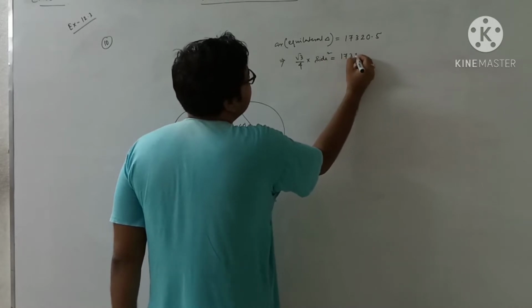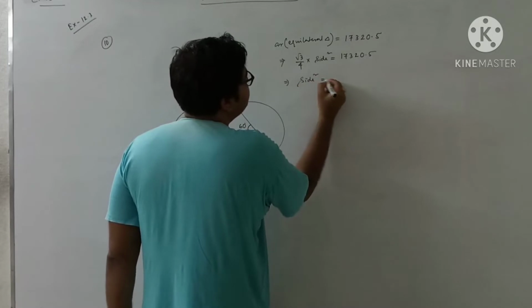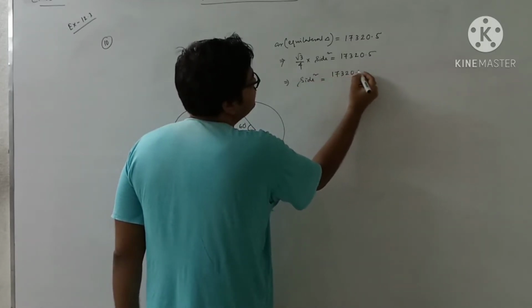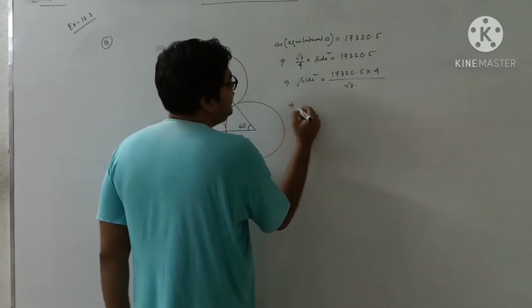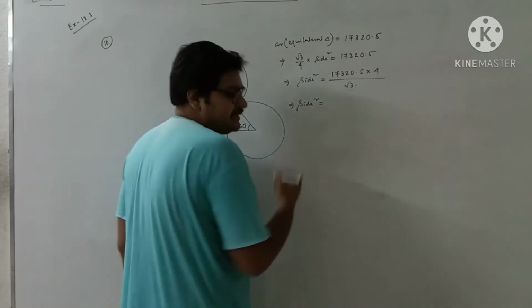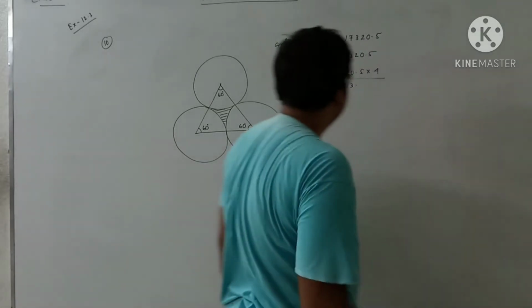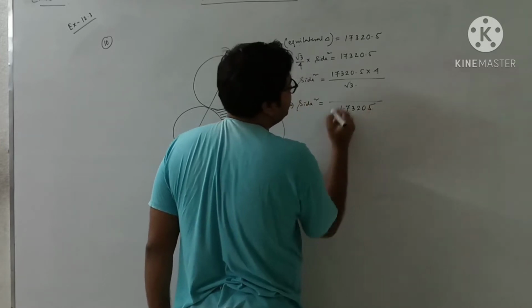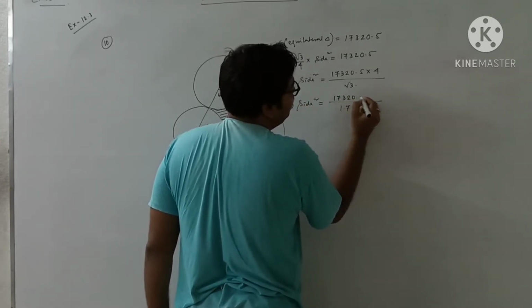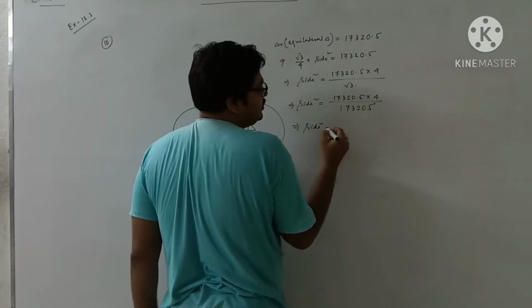That is 17320.5. So side square equals to 4 into 17320.5 by root 3. Now let's see whether an approximate value of root 3 has been given or not. Yes, it has been given: 1.73205. And here, 17320.5 into 4. Okay, I can do the calculation in one step, but I am showing the process.